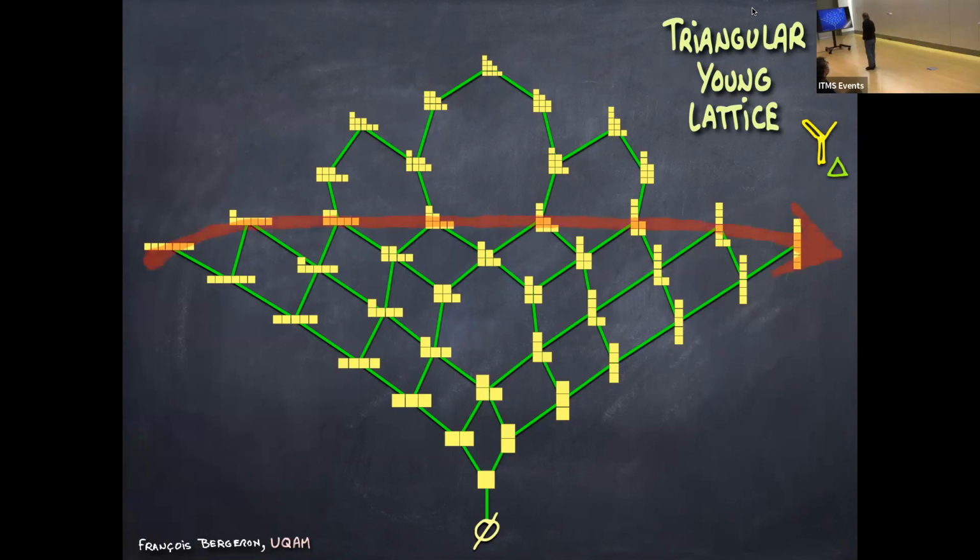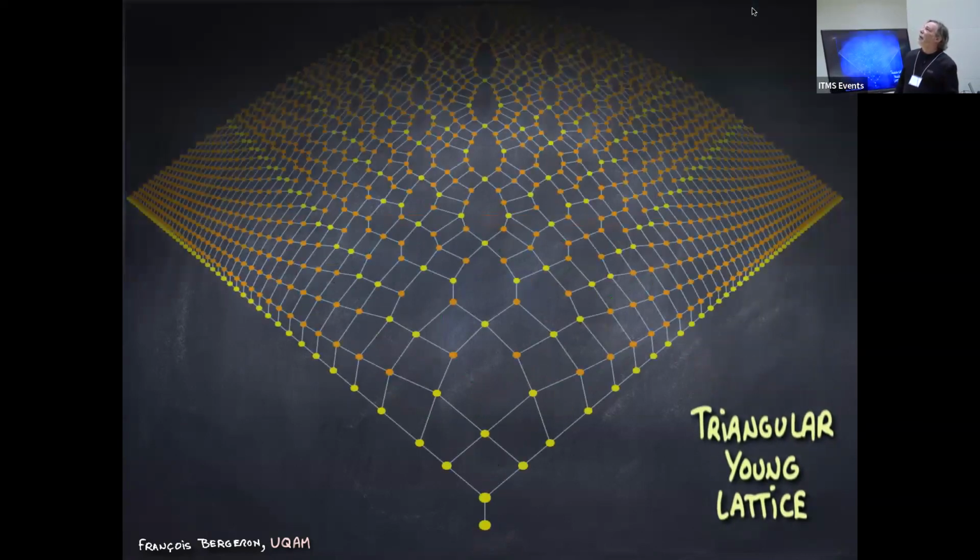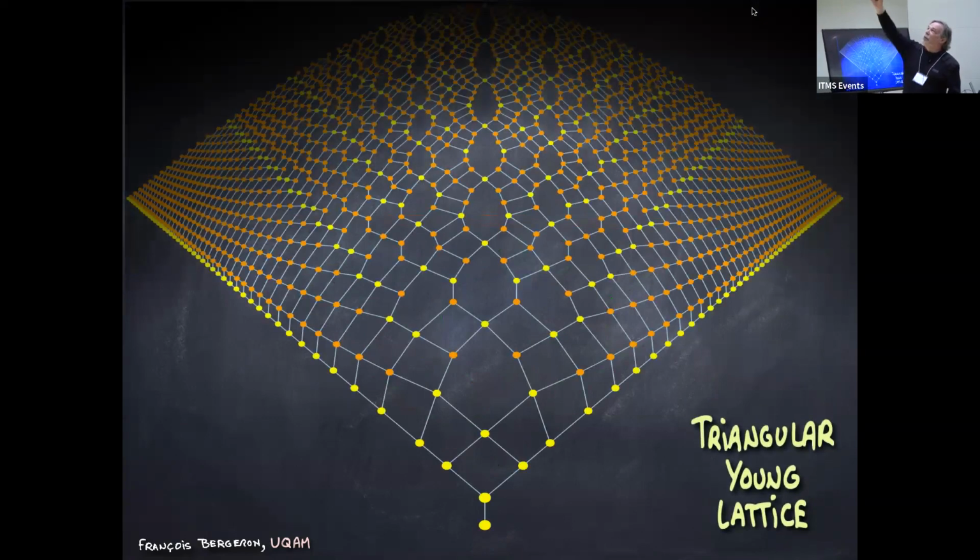Oh yeah, and on top of that, it's graded, and at a level, you get the dominance order from left to right. So both orders are here very nicely together. Young lattice is complicated, but this one is very, very simple. Yeah, and now that's a bigger picture.